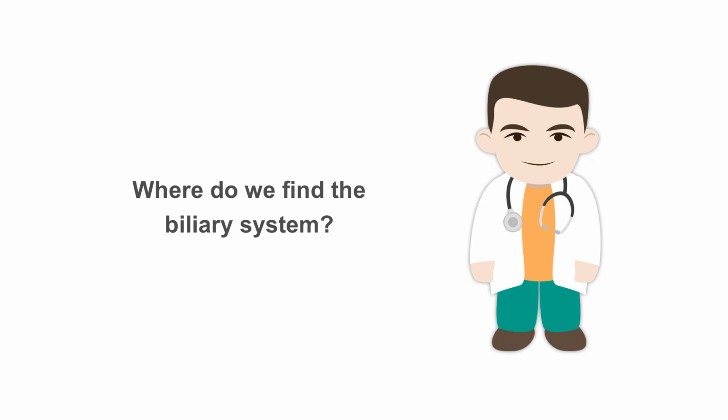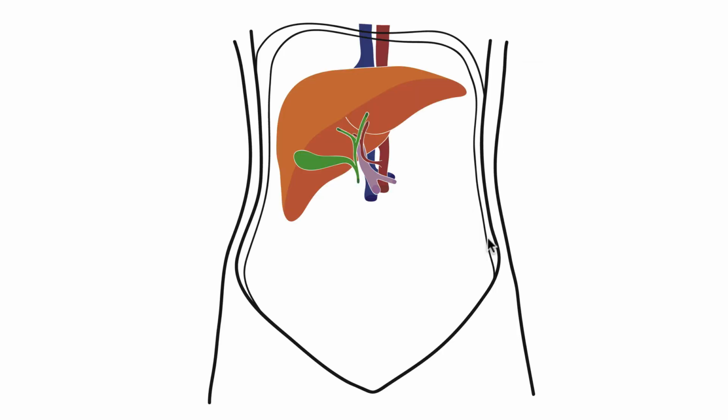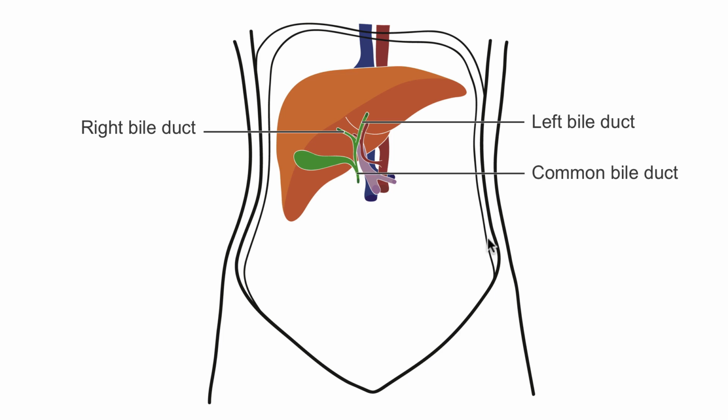The biliary system has two parts, one inside the liver and one just outside of the liver. In this illustration we see the extrahepatic portion. It is composed of the right bile duct and the left bile duct. These join together to form the common bile duct. The cystic duct connects the gallbladder with the common bile duct.